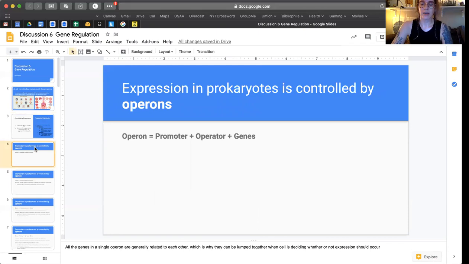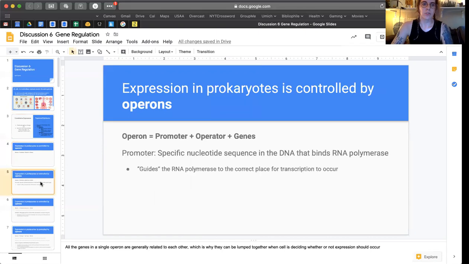Expression in prokaryotic cells is controlled by operons. And essentially, an operon just describes this set of things that ultimately control how genes are regulated in a cell. The operon refers to the promoter, the operator, and then genes, which are all controlled by the same promoter and operator. So the promoter itself is just a specific nucleotide sequence that lies at the very beginning of the operon that will bind RNA polymerase. Essentially its function is just to recruit the RNA polymerase to the right spot and allow it to bind. That's the first step of allowing transcription to occur, getting that RNA polymerase to the right place.